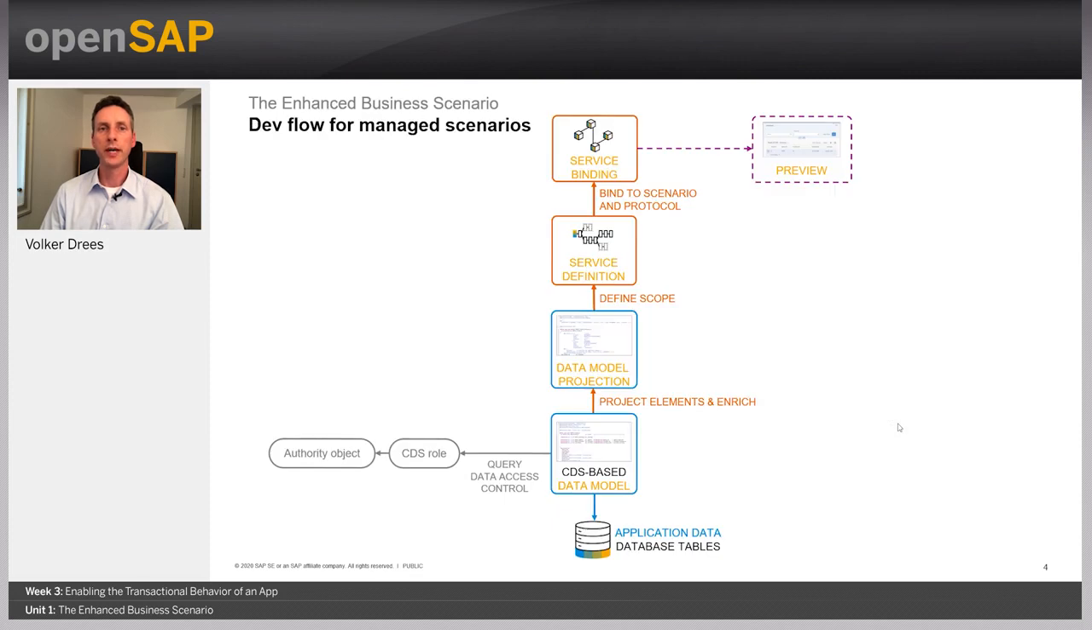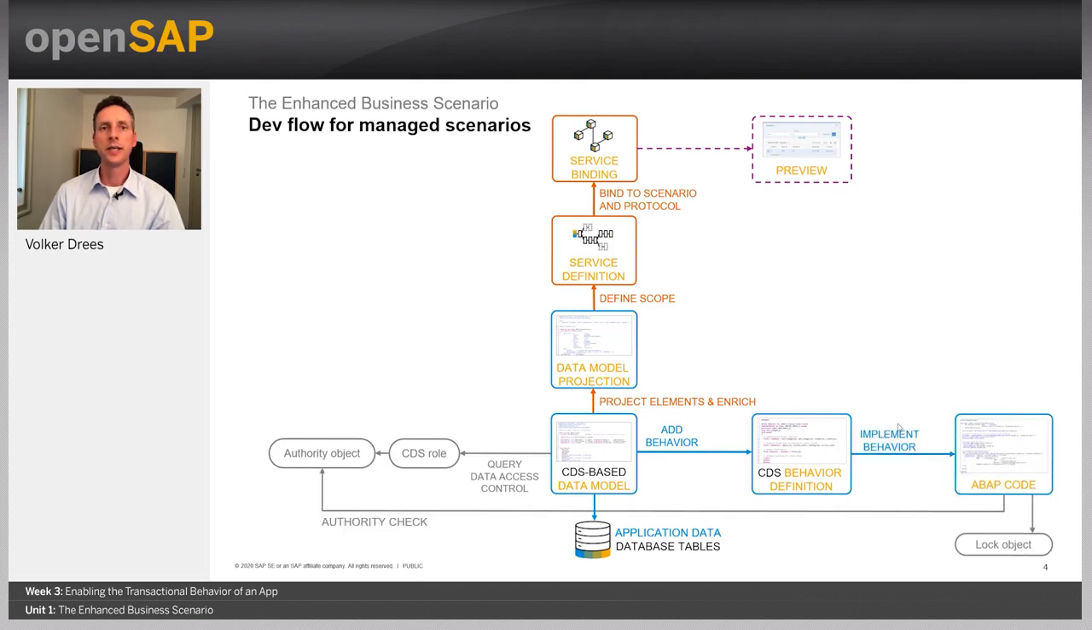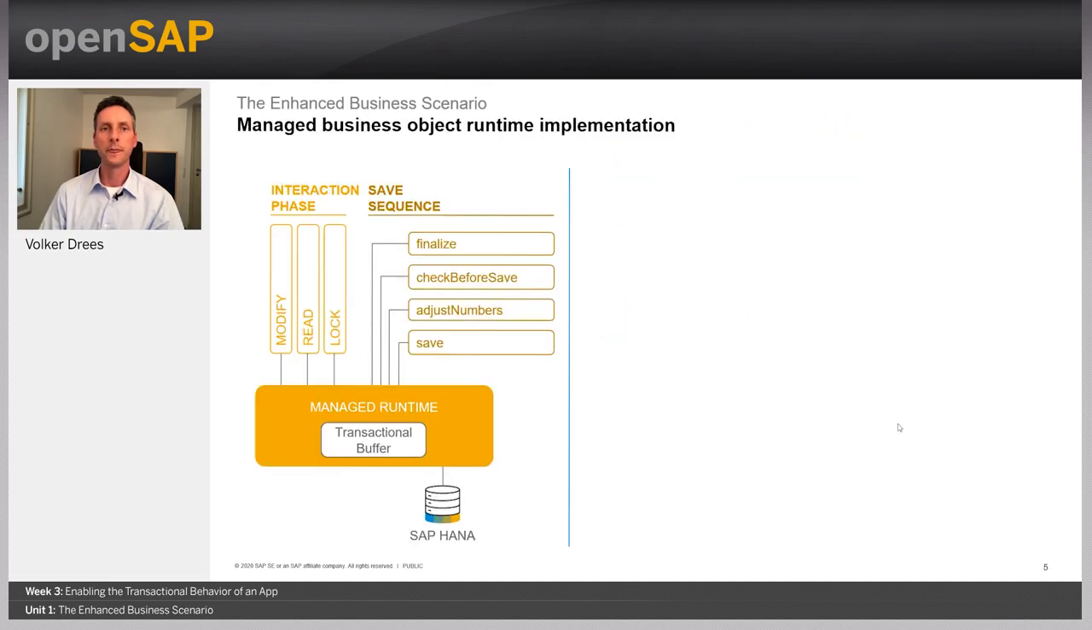We will make use of the artifacts that we've created in Week 2. The behavior definition will be created for the composition hierarchy, in our case the travel and booking CDS interface views. The behavior implementation takes place in ABAP and requires the use of the entity manipulation language, which is part of the ABAP language. Like the CDS projection, you also project the transactional capabilities that you've defined in your base behavior definition using the behavior definition projection.